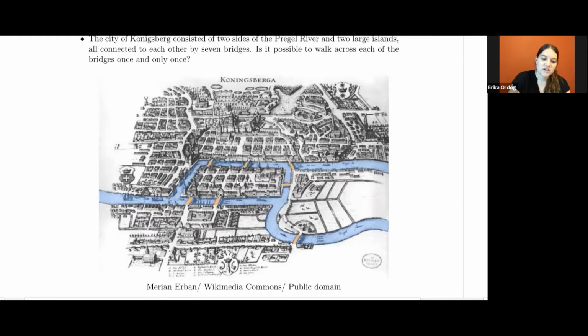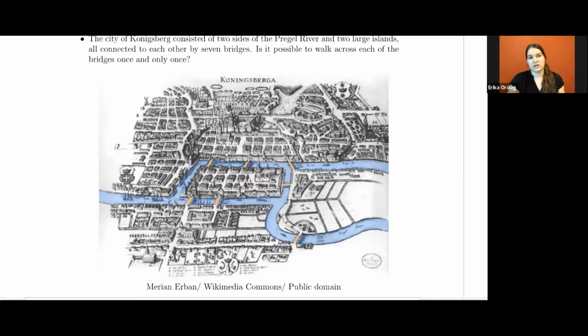Now you can try to trace paths like this on the map that you see here, and see if you can draw a path where you walk across each of the bridges once and only once. So either it's possible and you're able to come up with a path like this, or it's not possible. However, just because you can't find a path doesn't mean it's not possible. You would have to come up with some sort of proof for why it's not.